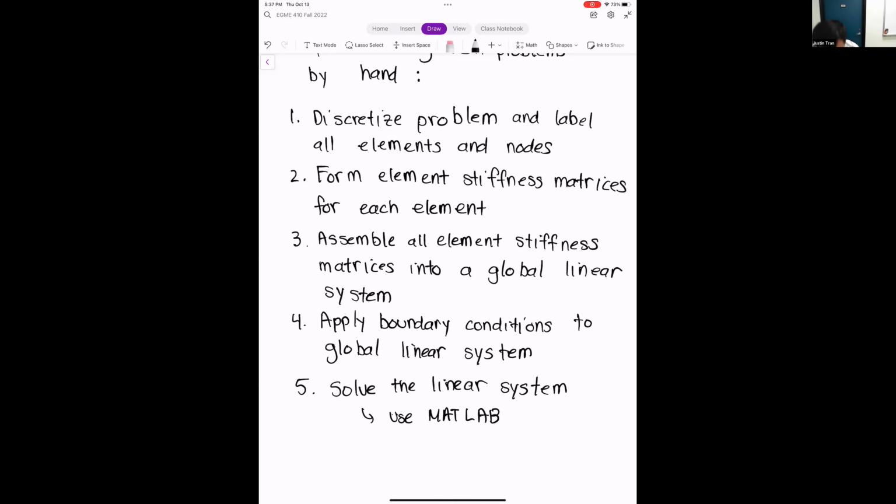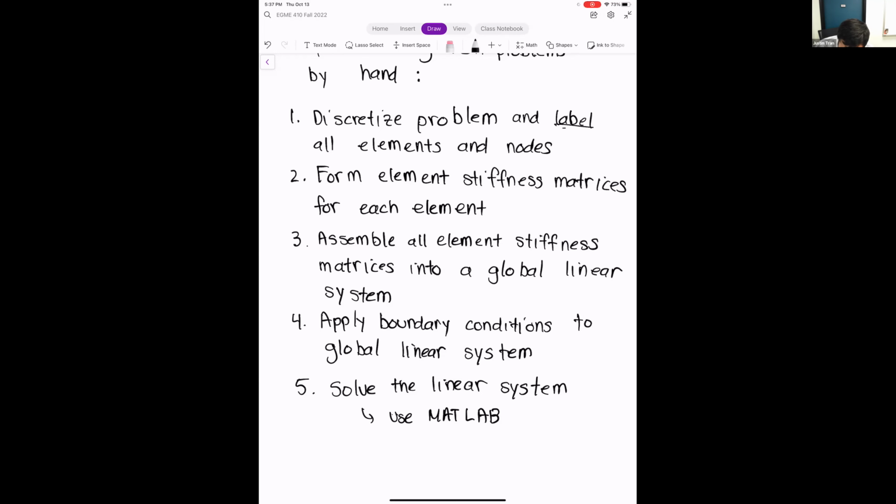I know the aspect of MATLAB is a little bit intimidating, but don't worry. It's literally just like 3 lines of code, and I'll show you exactly how to do it. It's basically exactly the same for every single problem. We're only going to use MATLAB just to solve the linear system, and there's a simple way to do that.